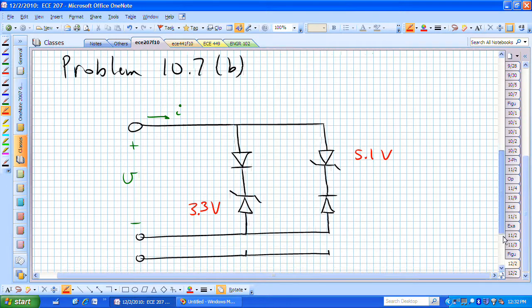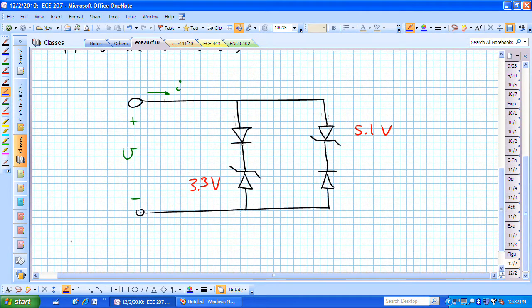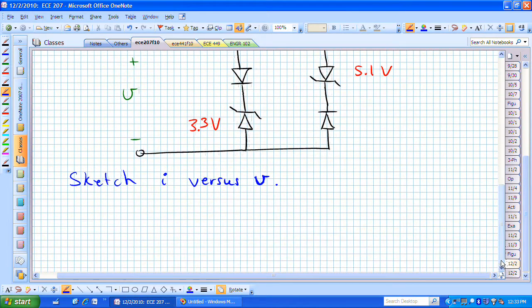And what we're wanting to do then for this problem is to sketch the current I versus the voltage V in this two-terminal network. Let me try to figure out what's going on.